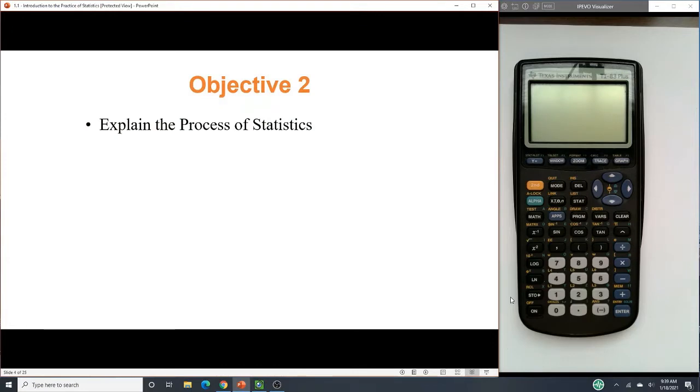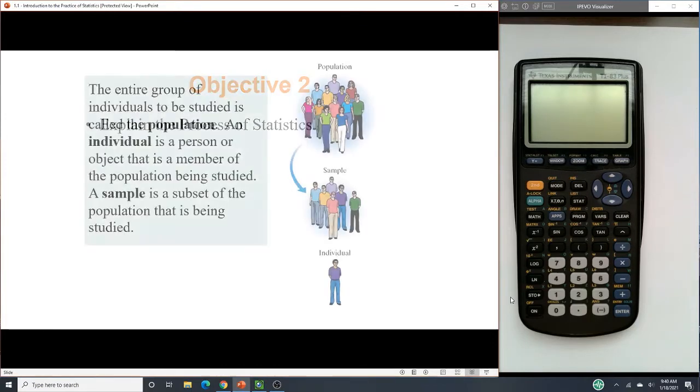All right, so objective 2, explain the process. So first of all, we need to break it down here. We have 3 things. We have a population, we have an individual, and we have a sample. Now, population is everybody we want to look at, whether we're looking at just our college or whether we're looking at the United States, whether we're looking at the world, any of those things, we need to define our population. Now, an individual is any single item out of those populations, whether, again, you talk about people or whether you talk about things, stuff like that.